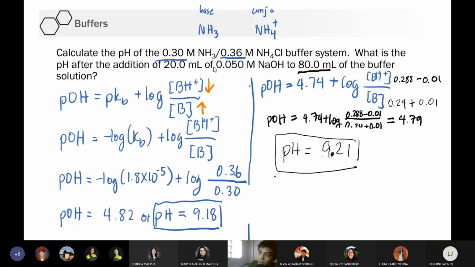Kasi kapag nag-add ka ng volume nito, madidilute yung species mo. So, i-adjust mo yung mga concentrations. Yun yung ginawa ko kanina dito.